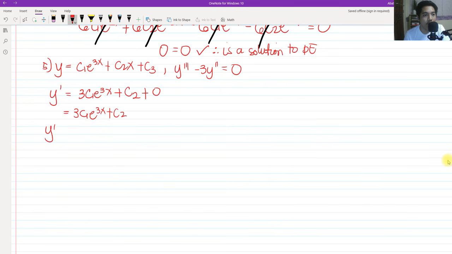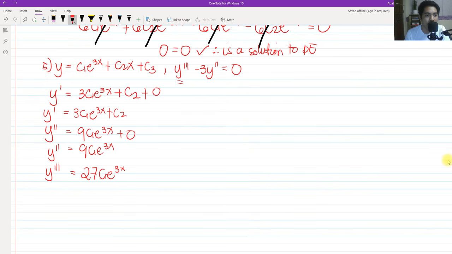So how about y double prime? Because we need to get the triple prime. Okay? So y double prime would be 9c sub 1 e raised to 3x plus derivative of c sub 2 would be constant or 0. So we have 9c sub 1 e raised to 3x for our y double prime. How about for triple prime? We have y triple prime. Oh, it's very simple. We have 27c sub 1 e raised to 3x.